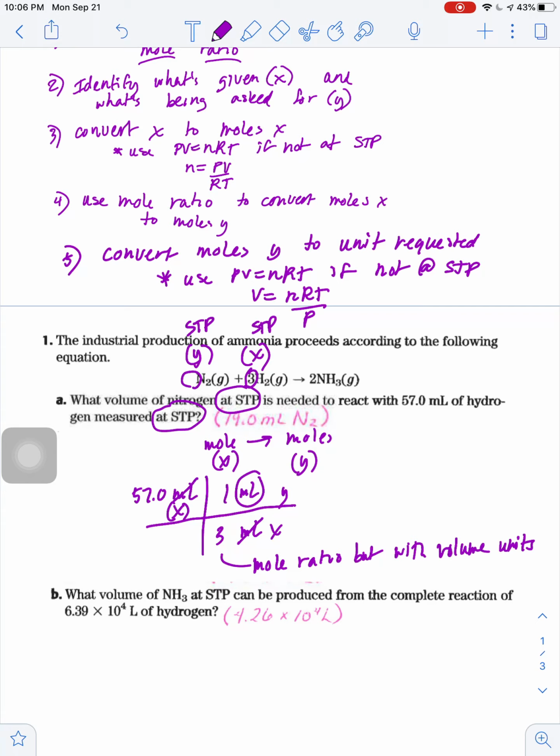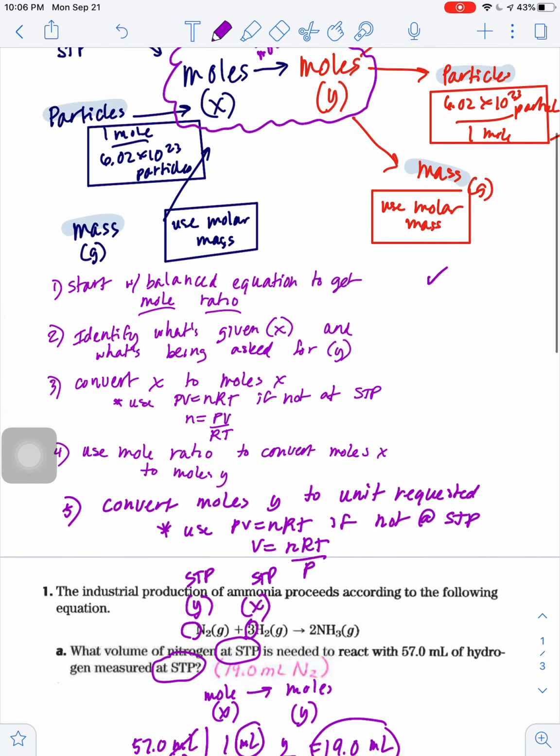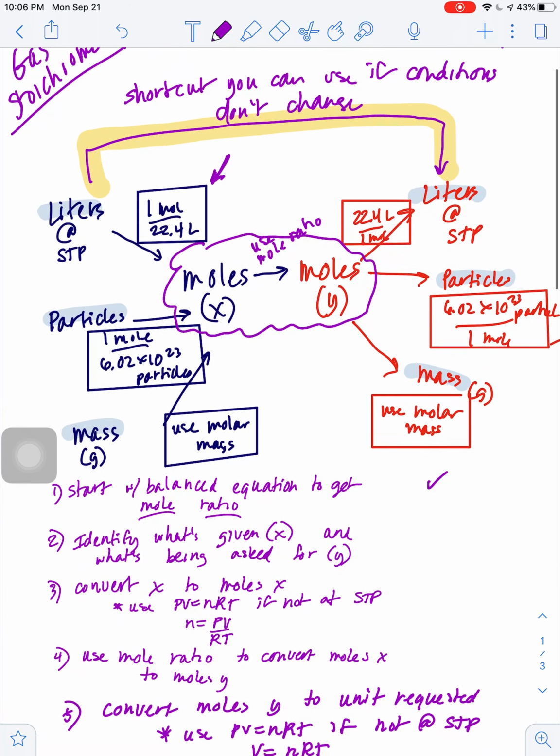Okay, so all I have to do is take 57 divided by 3, and I think that's 19. But it's late, and I don't trust myself. Yes, it is 19, and I'm going to put a 0.0 on the end because it's got 3 significant digits in my original number. And that's the answer.